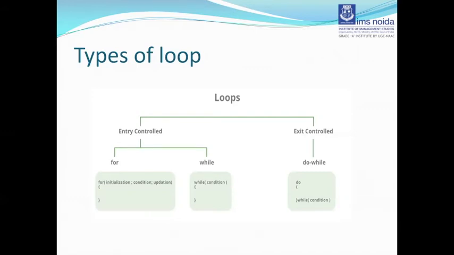Let's understand what types of loops are available in C language. There are two basic types of loops in C language. The basic categorization is entry control loop and exit control loop. Entry control loops, as the name says, are controlled at the time of entry. Exit control loops, as the name says, are controlled at the time of exit only. We can take an example.